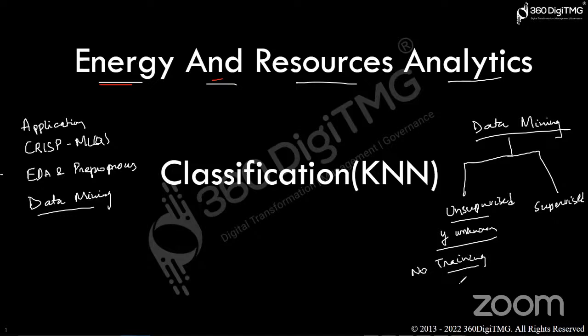Under this we saw K-means clustering, which clusters similar records together. It uses a distance formula to calculate similarity, and based on this distance we can make clusters. So this was unsupervised. Now we are going to look at supervised.